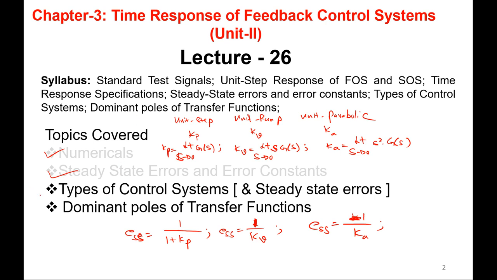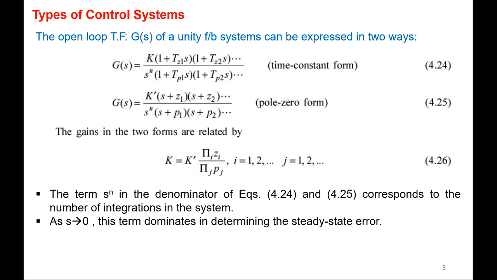Next, today we will see the types of control system and the steady state errors associated with them. Then the dominant poles of the transfer function. This concept also we will understand at the last, and we will solve a few numericals also. The next topic is types of control system.